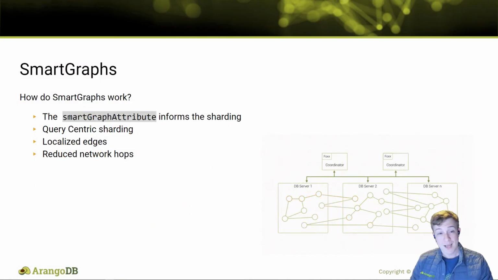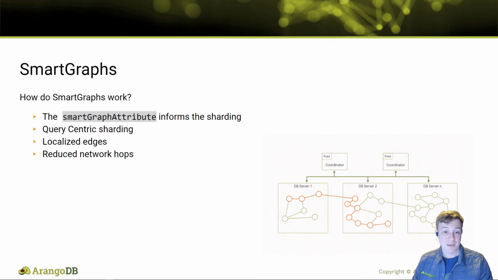SmartGraphs rely on a smart graph attribute to inform the database on how to shard the data. This smart graph attribute is unique to each dataset. You can choose it based on multiple factors, such as the common attribute found in documents that are frequently used as the start vertex in graph traversals, or perhaps an attribute that is most common within your data. The goal is to find a sensible way to organize your data across database servers, and this usually requires a little bit of planning before setting up your SmartGraph.